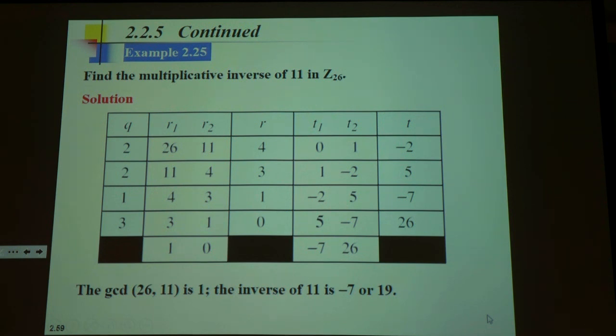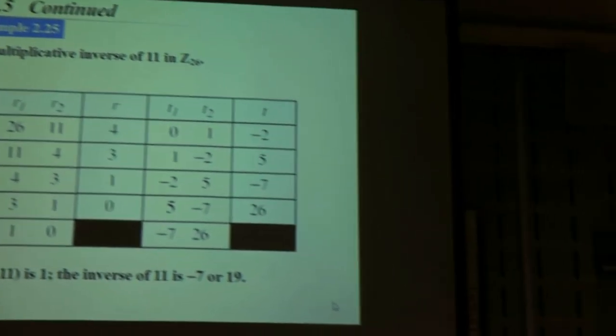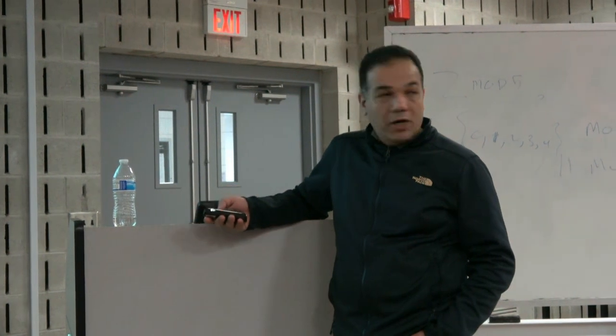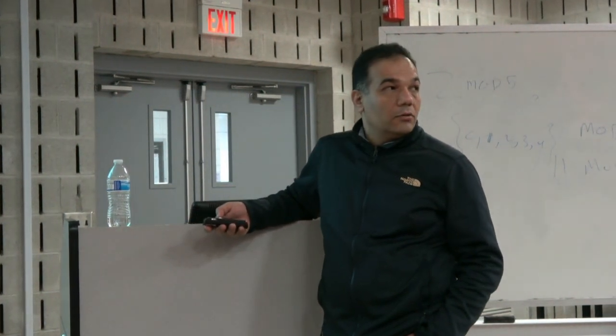So I could use Euclidean to calculate the multiplicative inverse for any number. When you have huge numbers, it's very hard to calculate it by hand, right? So you have to have an algorithm. This is the algorithm you could write to do that calculation. Agree?